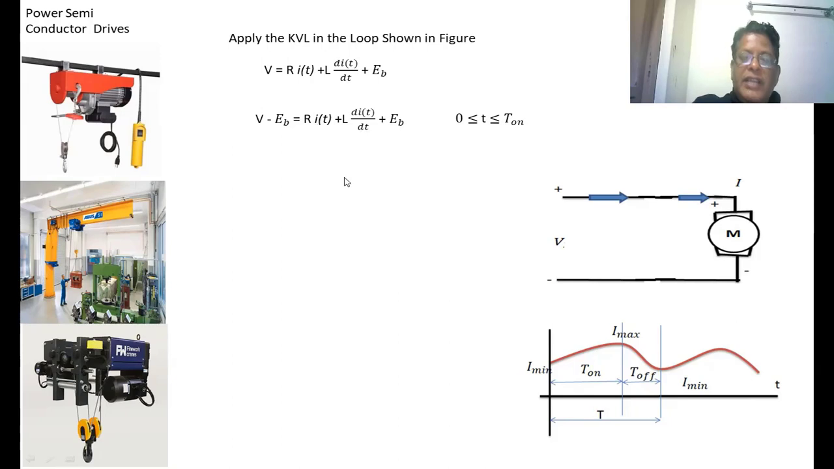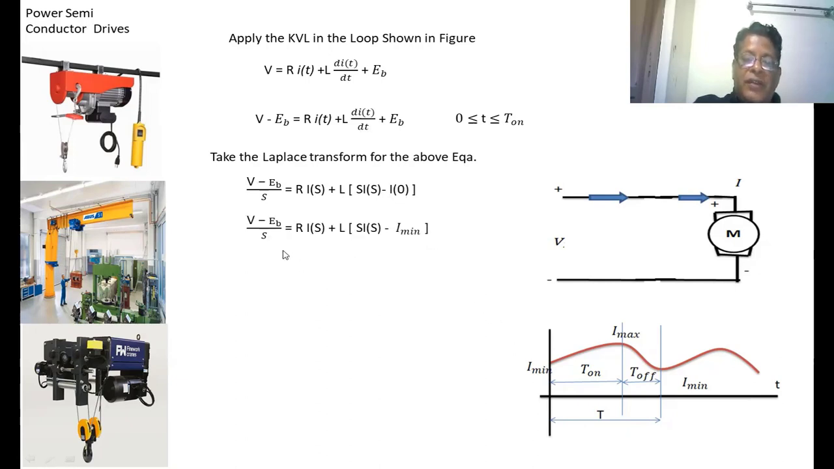Take the Laplace transformation on both sides. So this is a constant. So V minus EB by S equal to R into I of S plus the Laplace transformation of the derivative, which becomes L into S into I of S minus the initial value of the current. When t equal to 0, the initial value of current is I minimum. So in place of I of 0, we have taken I minimum. That we are substituting here.